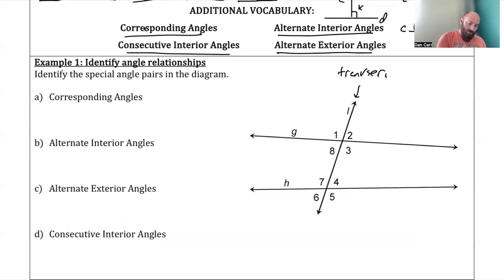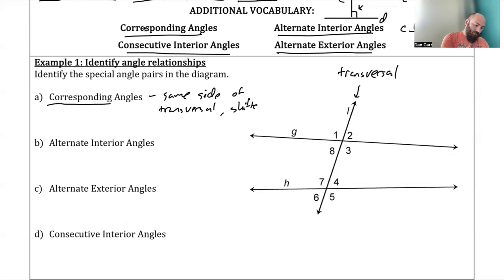Oops, sorry, spelled that wrong. The transversal, okay? A transversal is a line that crosses or intersects at least two other lines. When I do this, I get a variety of angle relationships here. The first one is going to be corresponding. Corresponding angles are on the same side of the transversal, shifted into a similar position.